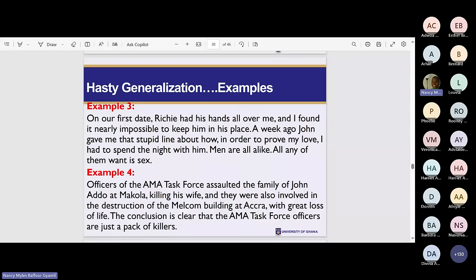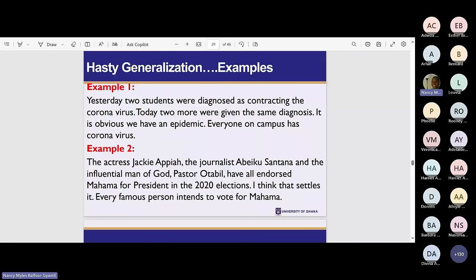So if you look at example one, yesterday two students were diagnosed as contracting the coronavirus. Two yesterday. Today two had the same diagnosis. Look at the person's conclusion. It is obvious we have an epidemic. Everyone on campus has corona. From these two, do you know the number of students you have on campus? Tens of thousands. Yes, in fact, if you include the distance students and what have you, there is even more. Then you say you have seen two earlier, yesterday another two. So everyone on campus, you say, no, just a baby.